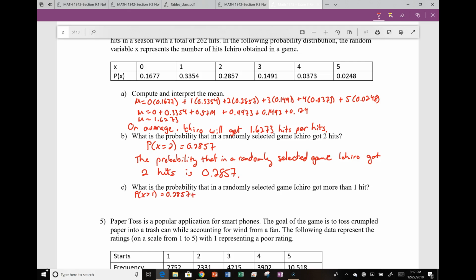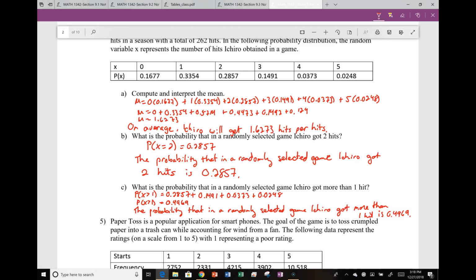2, 0.2857, plus the probability of 3, which is 0.1491, plus the probability of 4, 0.0373, plus the probability of 5, which is 0.0248. We're going to add those together, and when we do, we get 0.4969. So the probability that in a randomly selected game he got more than one hit is 0.4969.